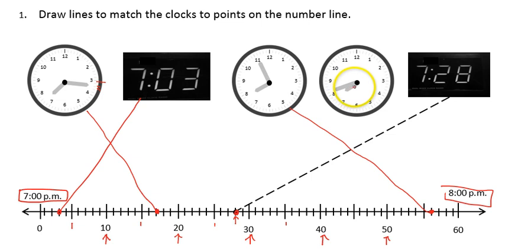In this clock, I'm also after the 7 o'clock hour. My minute hand is past the 8. Well, if it were directly on the 8, that would be 7:40. If I'm maybe 2 minutes past the 8, I would say 7:42. I'll find the 42 point on the number line. Here's 40, 41, 42, and I'll match that clock to that point on the number line.